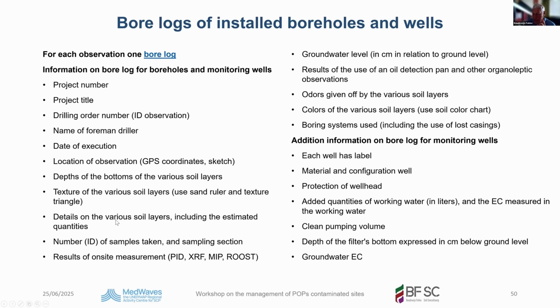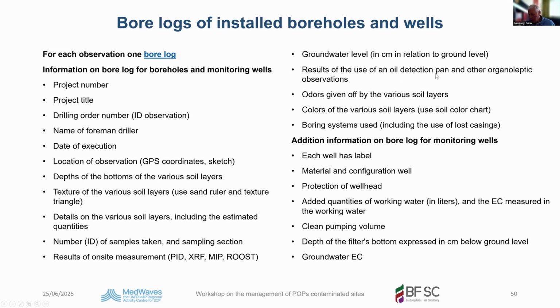So you may see gravel, you may see waste, you may see organic matter, so you estimate the content of your soil horizon, then the ID of your sample and the sampling section, and if you use on-site measurements, PID, photo ionization detection, XRF for heavy metals, MIPs and ROSTs. I will come to that later. These are all detection equipment on site. Groundwater level, results of the use of oil detection pen and other organic lab observation. An oil detection pen is very simple.